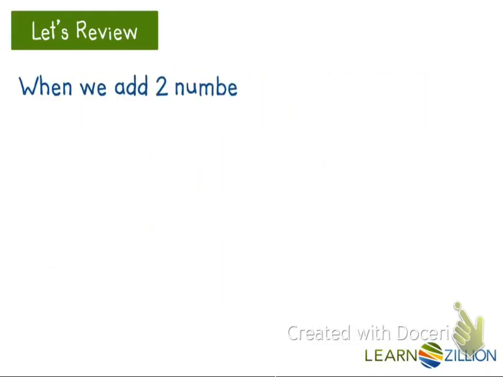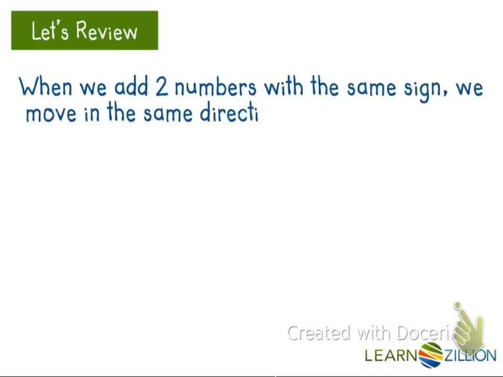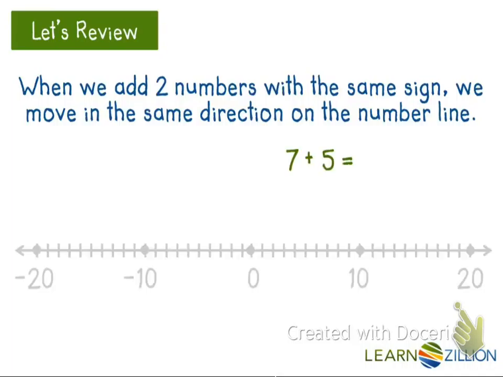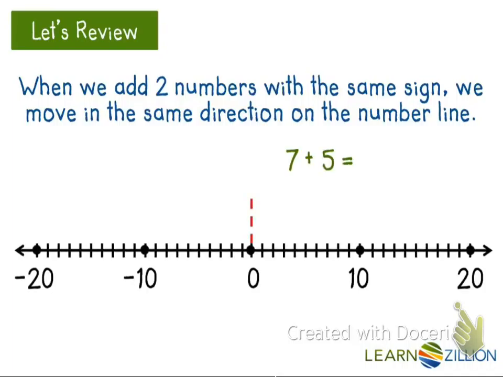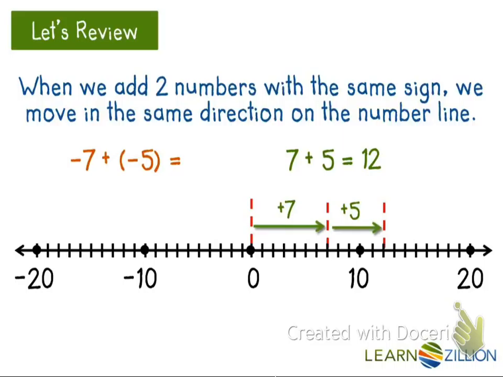When we add two numbers with the same sign, we move in the same direction on the number line. For example, 7 plus 5. The addends are both positive, so we move to the right 7 units and then 5 units for an answer of 12. In negative 7 plus negative 5, both addends are negative, so we move to the left 7 units and then 5 units for an answer of negative 12.